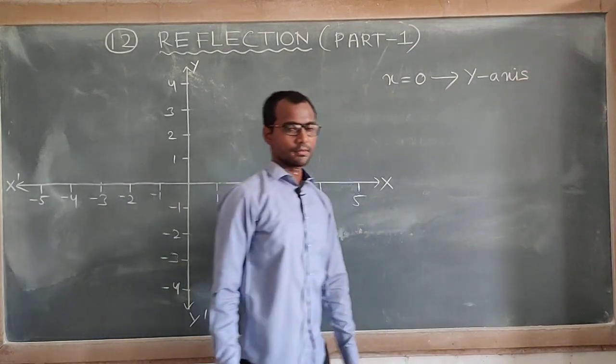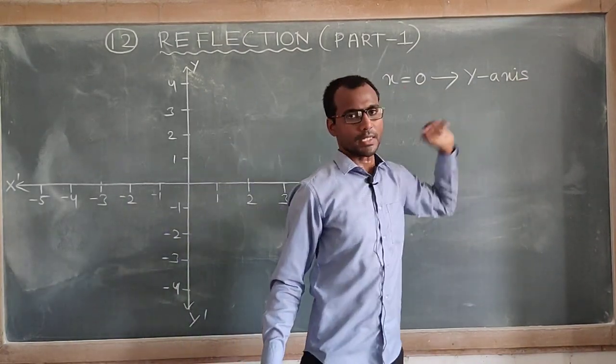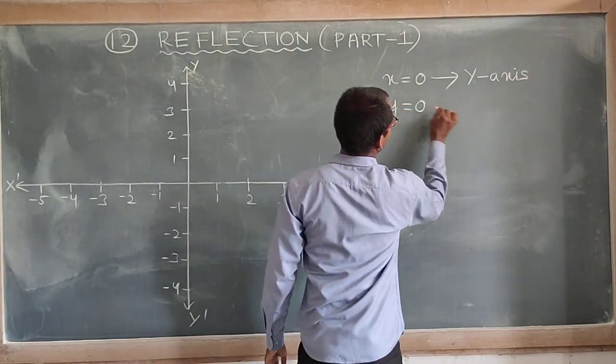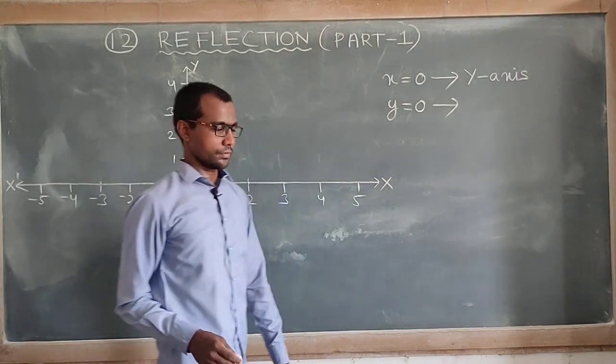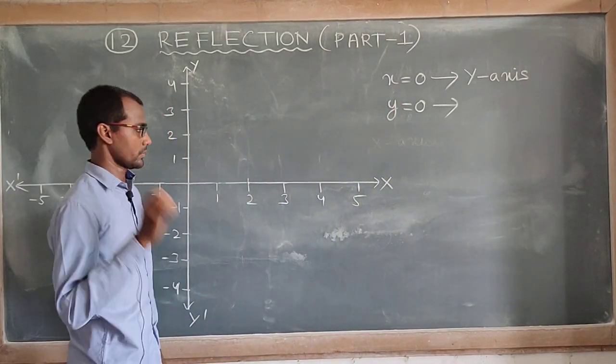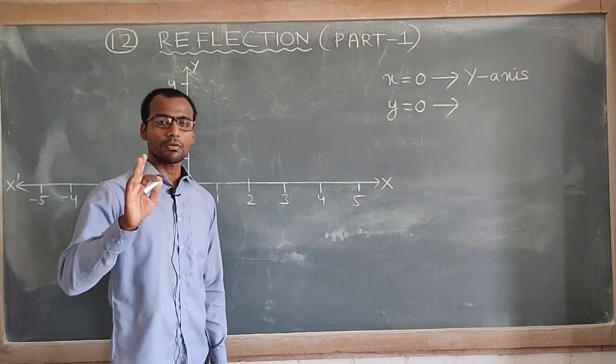So remember this, x equal 0 is the equation for the y-axis. Okay. Next let us move to y is equal to 0. We have to take now y is 0. Take different points whose x coordinate may be any value but y coordinate will be 0.